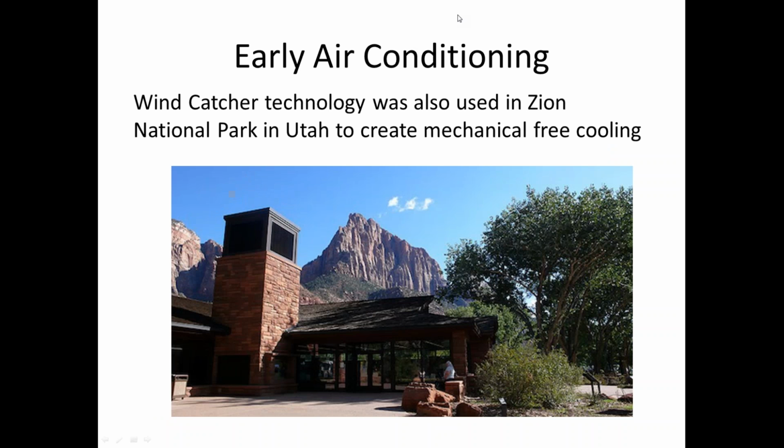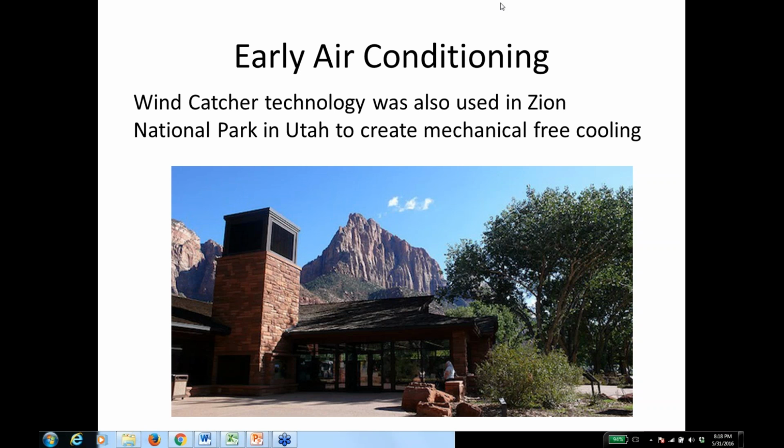So even though this is an old technology, it is used in some modern architecture. It's not used very frequently, so this is one particular example where they attempted to bring back that type of design feature. This is in Zion National Park in Utah. They used a wind catcher. You can kind of see that on top of this tower here. It's a little bit difficult to see what's going on there, but they essentially have screened openings where the air can come into the building to create mechanical free cooling, so you don't need an air conditioner or an air handler to keep this building cool.